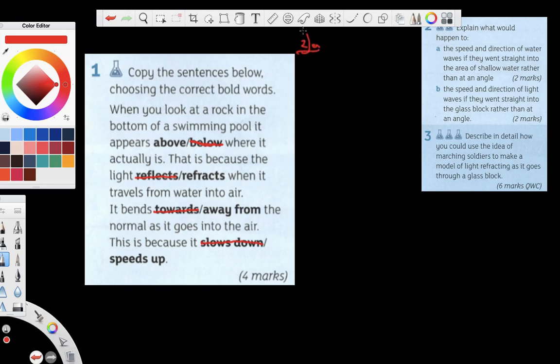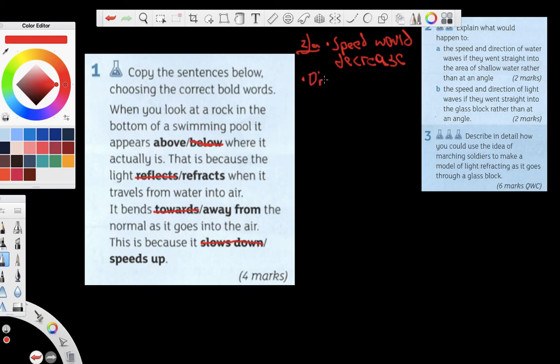It says, explain what would happen to the speed and direction of water waves if they went straight into the area of shallow water rather than at an angle. So the speed would decrease. So the speed would decrease and the direction would remain the same.